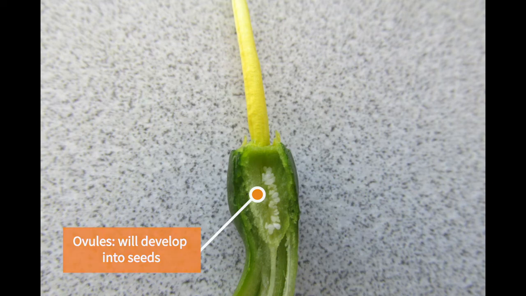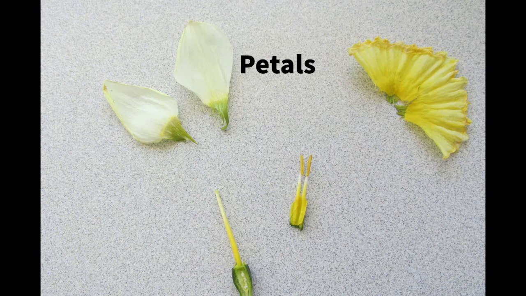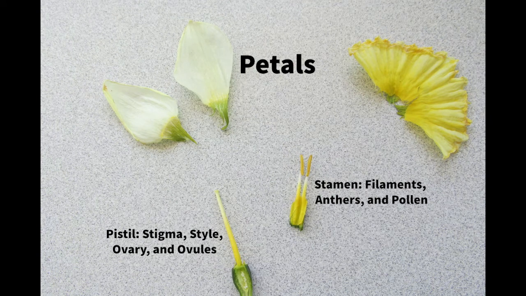the ovary. Finally, this process we are talking about, in which pollen from the anther of a stamen is transferred to the ovule of a pistil, this is called pollination. Let's take a look at pollination on these daffodils.